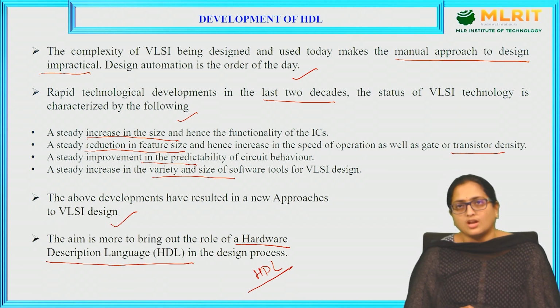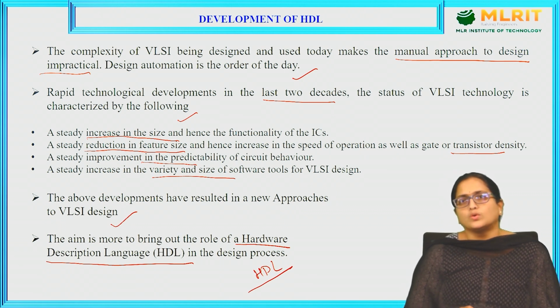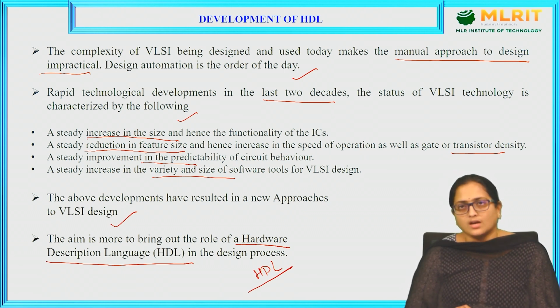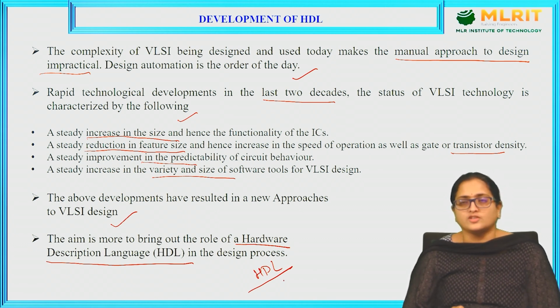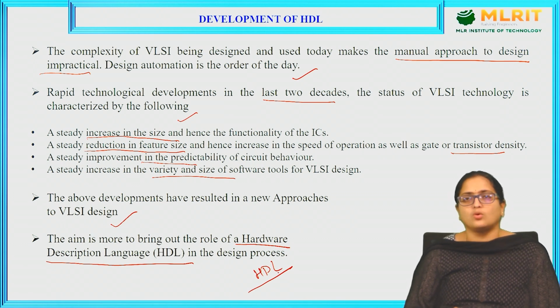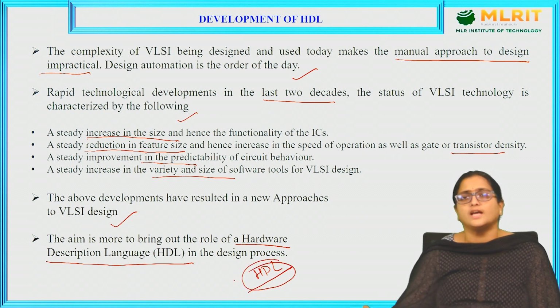In the conventional approach, you need to start designing with the components, fabrication, later testing. Whereas in HDL, you can write an HDL code, you can check the output, and you can dump the HDL code into your FPGA kits or CPLD kits. You can check the outputs. So this is an advantage of using an HDL instead of the conventional approach.